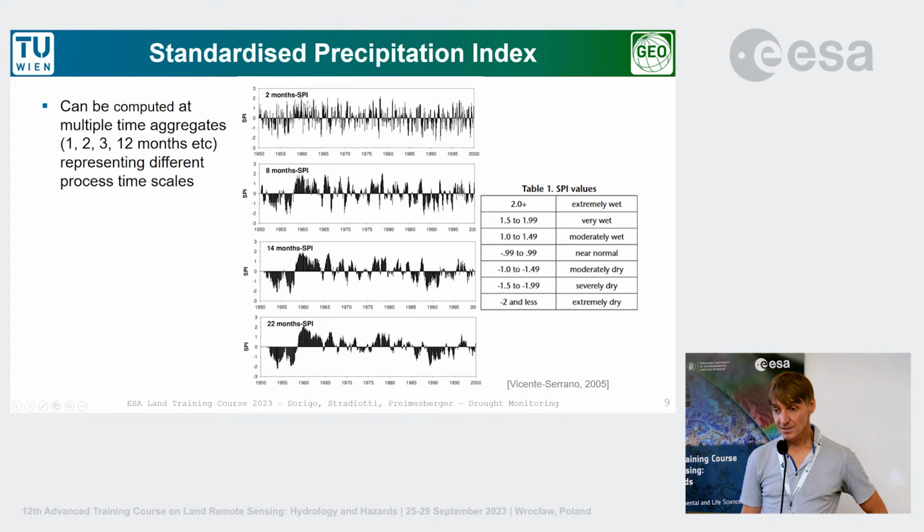And as an example, in the 1950s or the 1960s, you see some variation here, but if you integrate it over a longer period, then you see that's really a period of very wet conditions for multiple years actually. And this type of information, for example, the 2-month SPI relates more to agriculture, and the 22 months relates more to what's happening in the hydrology. Do we have a high base flow, low base flow in the rivers, or is groundwater recharged, and so on.